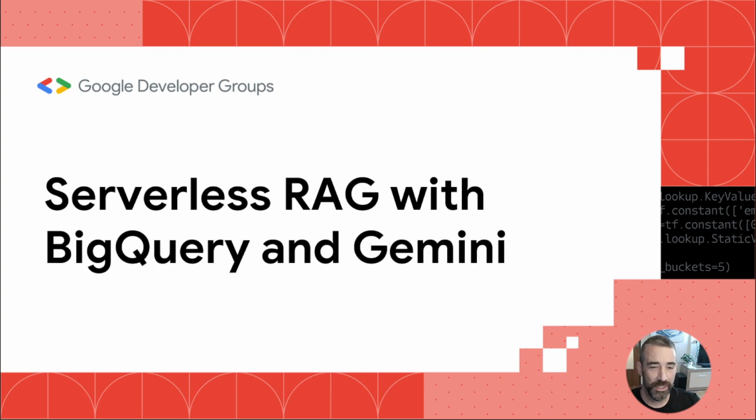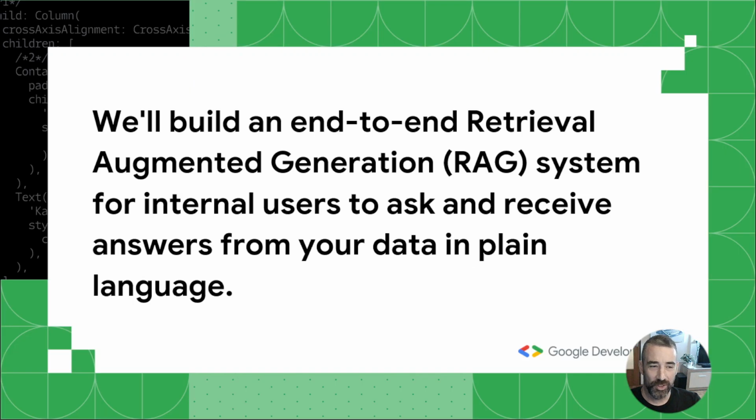So we'll be building a RAG, Retrieval-Augmented Generation, system using BigQuery and Gemini. And for added points, this system will work entirely serverless. This system will be built for internal users, so the users within your company, and they will be able to ask and receive answers from your data using just plain language, meaning asking a question and receiving the answer. So a somewhat similar approach to Gemini or ChatGPT, only it is using your data in quite a clever way.